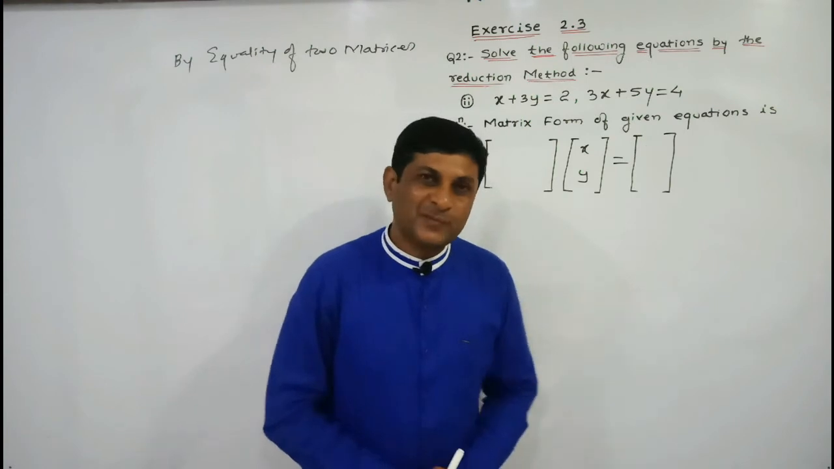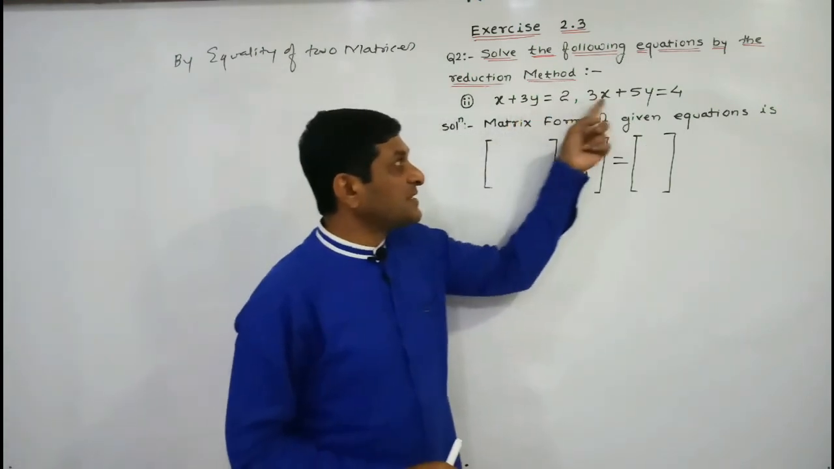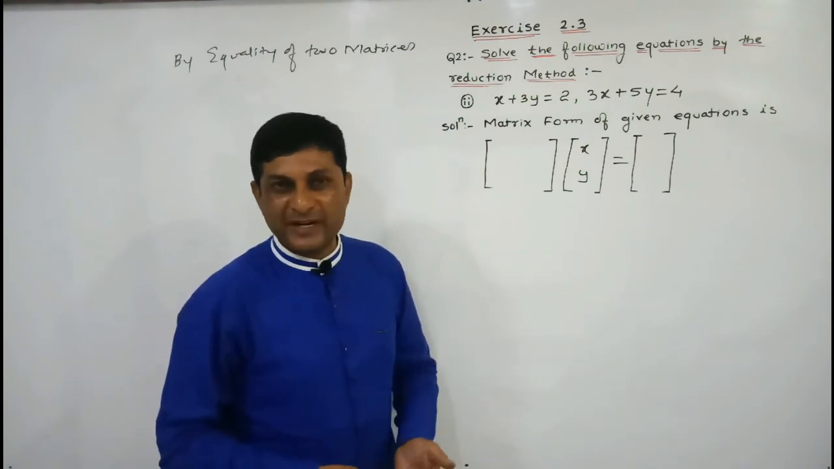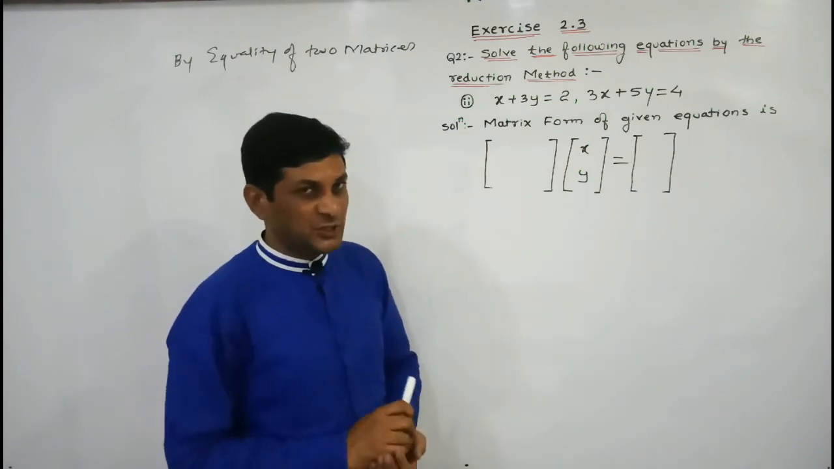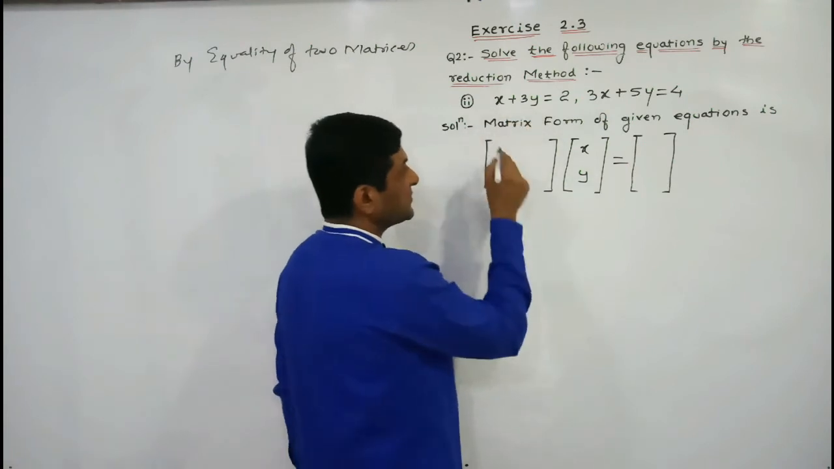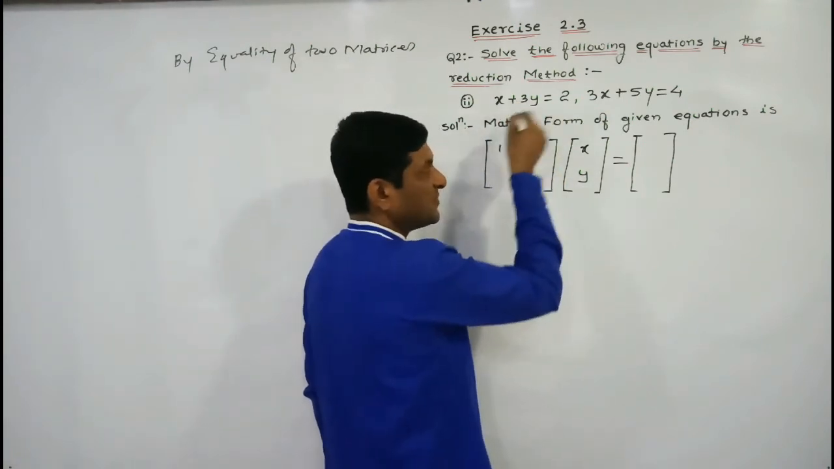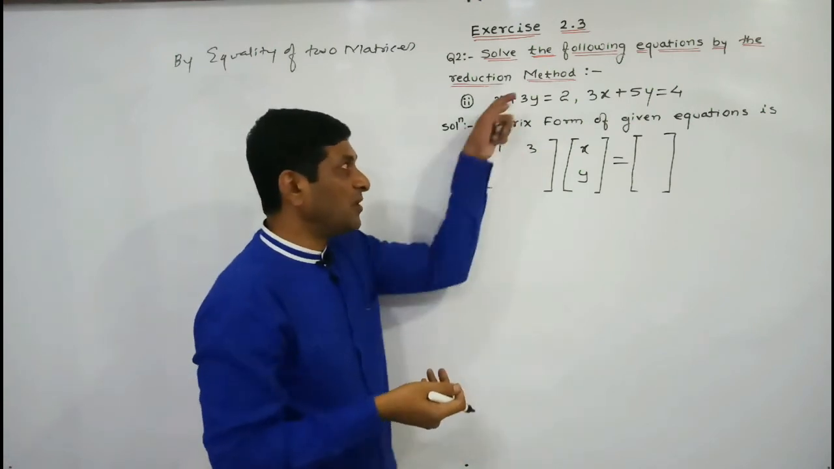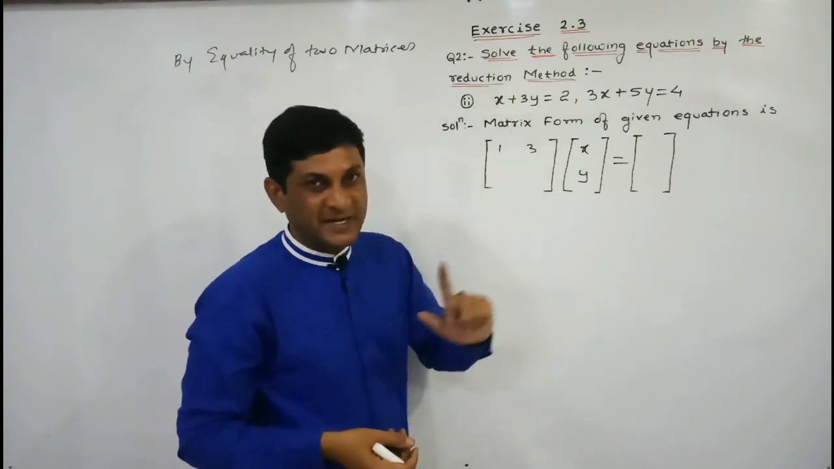Now see question number 2. Again, two equations are given to us. Let us try to solve these equations, again applying the same reduction method. First, write down the given equations in matrix form. So what is the matrix form here? 1 3 in the first row. I hope all the methods are very clear to you by now, how to convert these equations into matrix form.